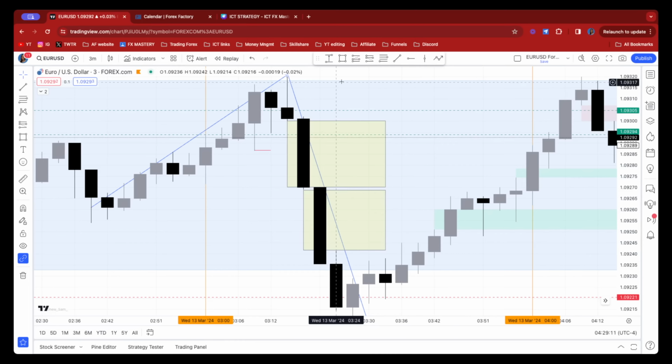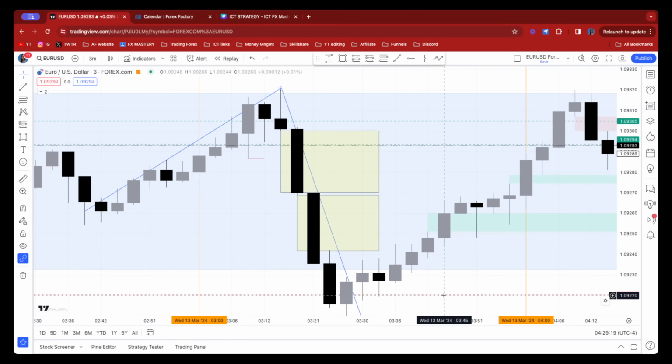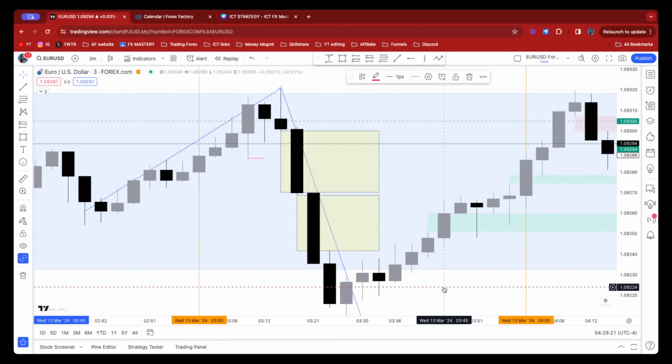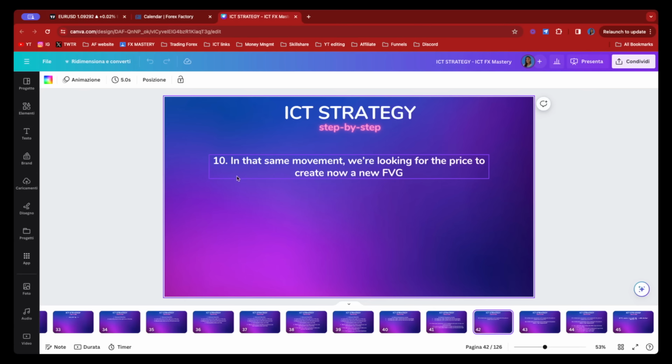Awesome. All happening inside this big movement, this big fair value gap on the 1 hour time frame. Amazing. I'm really happy to see this happening. It's perfect. And we say to ourselves, wow, okay, check, check, right? In that same movement, we see the price forming this fair value gap.